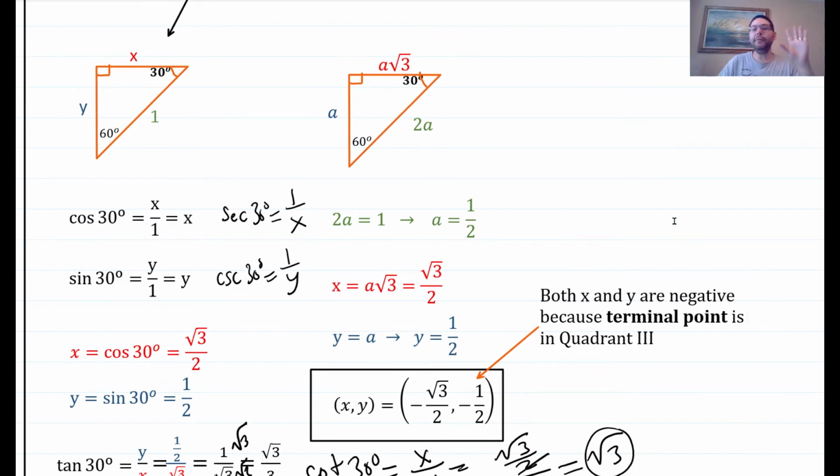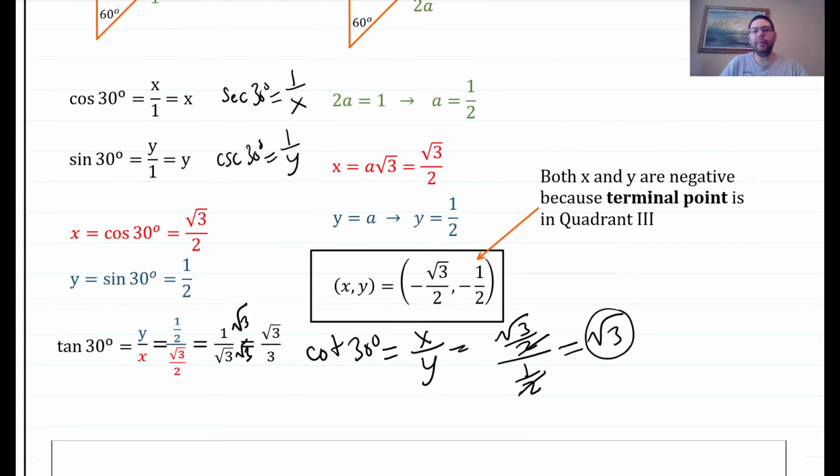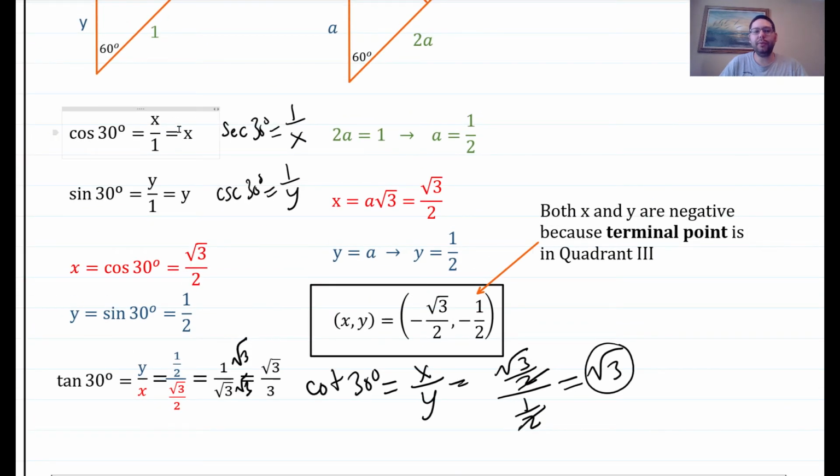All right, so that's how you find the trig functions by making the reference triangle based off of the coordinates, right? Based off of the angle that you're interested in. So then what is x and y? Well, we just found it, right? We said that the x was cosine of 30.